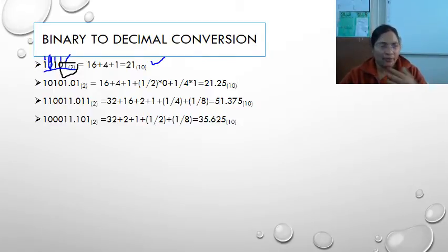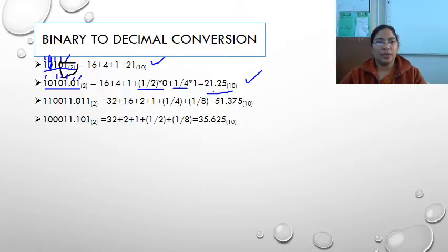10101.01. Suppose a fractional value is also there, in binary, after the dot. Then how do we convert? So this is 2 to the power of minus 1, this is 2 to the power of minus 2. So 2 to the power of minus 2 is how much? 1 by 4. Okay? And 2 to the power of minus 1 is 1 by 2. And then this is 1's place, 2's place, 4's place, 8's place, 16's place. So 16 plus 4 plus 1 plus 1 by 4. How much is it? 21.25. Clear?